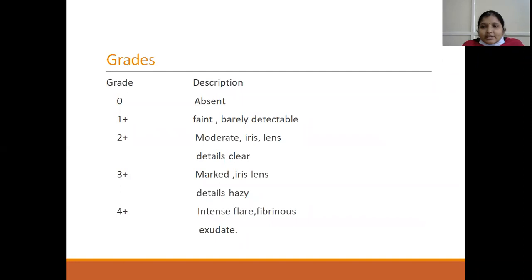So what are the various grades? 0 means there is complete absence of the aqueous flare. 1 plus means it is very faint or barely detectable. 2 plus when it is moderate but the iris and lens details are clear. 3 plus when there is marked flare and the iris lens details are hazily seen. 4 plus when there is extensive flare and the exudate is thick, fibrinous in nature, and the iris lens details are not visible. So this is the SUN classification of aqueous flare. SUN means standardization of uveitis nomenclature.